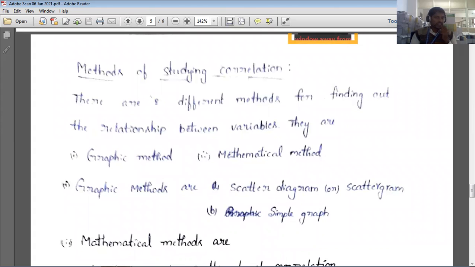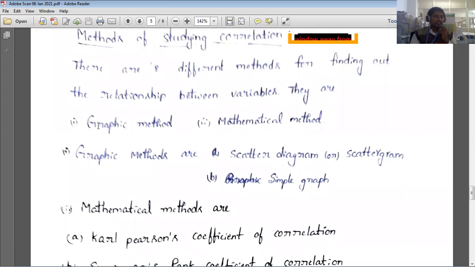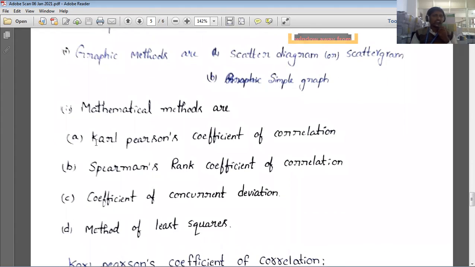And next, methods of studying correlations. For studying correlation we use different methods. One is the graphical method, another is the mathematical method. In graphical methods, we discuss the scatter diagram, scattergram, or simple graph. These are the important ones. Graphical methods means by using graphs, and mathematical methods means by using mathematical formulas, the methods which are useful in mathematics. Then we call them mathematical methods.